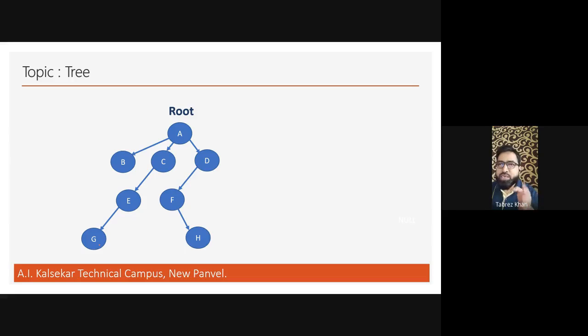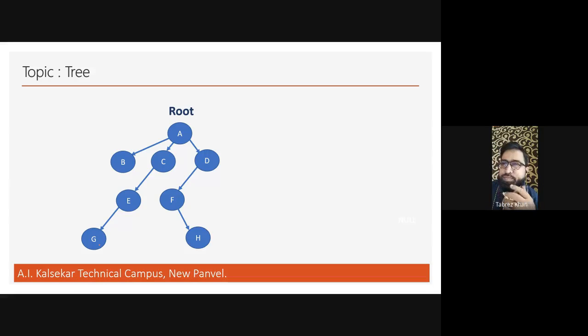Then B, C, D, the nodes which have the same parent, are called siblings. The nodes which have the same parent are called siblings. So B, C, D are siblings. E and F are not siblings because the parent of E is C and the parent of F is D.